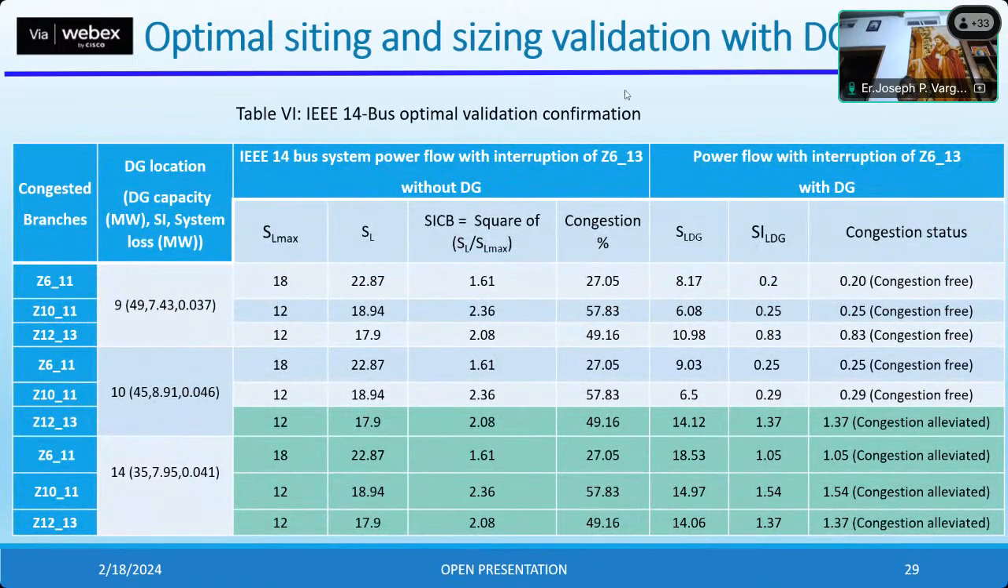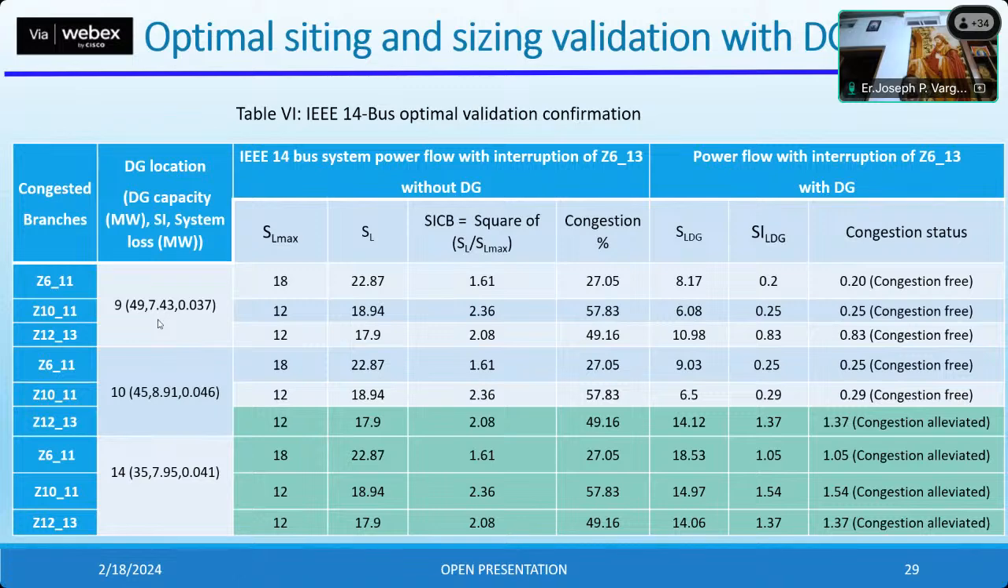This is the optimal siting and sizing validation with DG. Now we are placing a 49 megawatt DG at bus number 9. Then the severity index is reduced to 7.43. Before it was 9.74, and the system loss is now 0.037. When we place DG at bus number 10, the severity index becomes 8.91, and the loss is also increased compared to this value. Then for feasible bus 14, when we place a 35 megawatt DG, the severity index again increases.